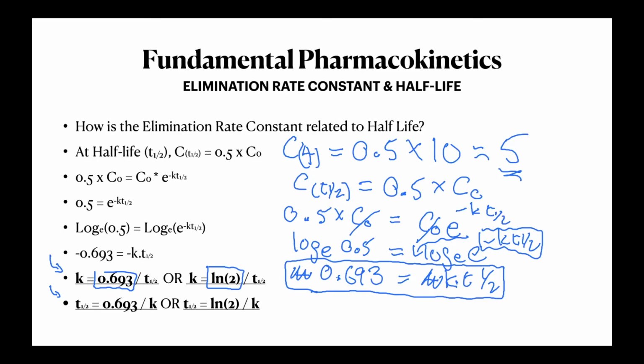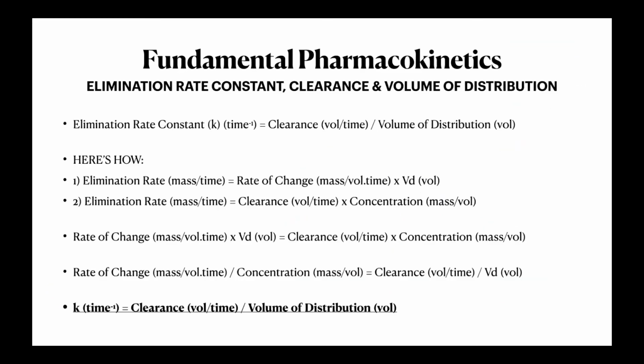So just at the top of the screen, k equals 0.693 divided by your half-life, or you can say that your half-life equals 0.693 divided by k. Now, the other way that you'll see elimination rate constant defined is that it equals your clearance divided by your volume of distribution. So here's how they've come down to this formula.